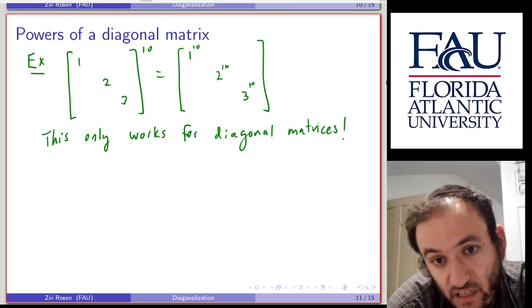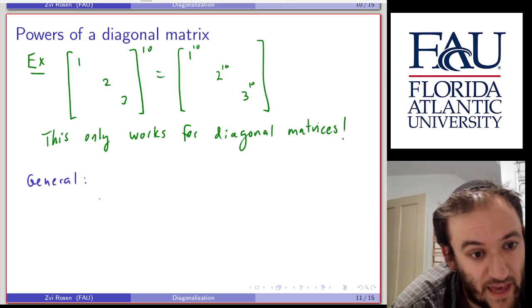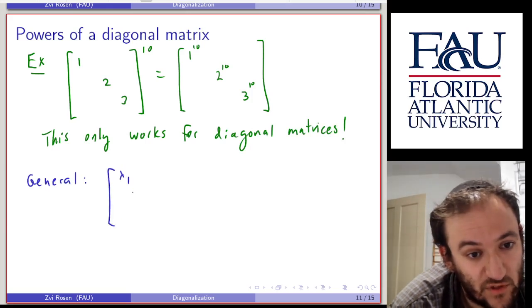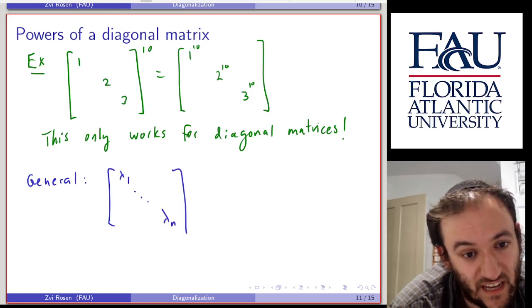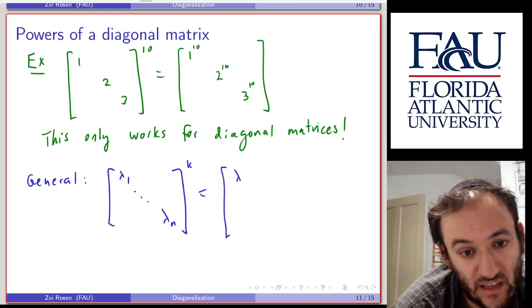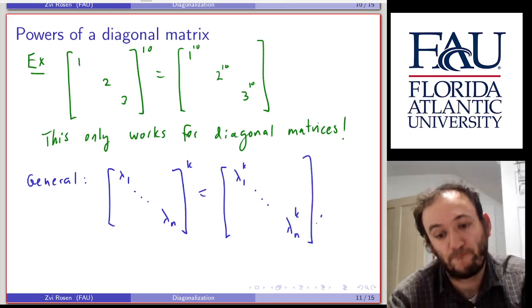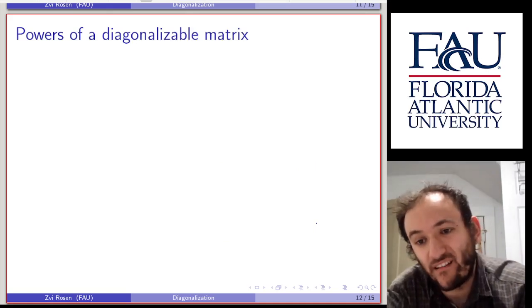Okay, so in particular, to generalize it, if we have lambda 1 down to lambda n and we raise it to the kth power, that's going to be equal to lambda 1 to the k, up to lambda n to the k. Okay? What about a diagonalizable matrix?